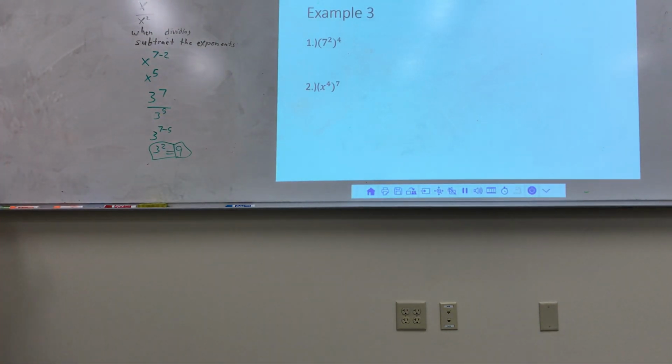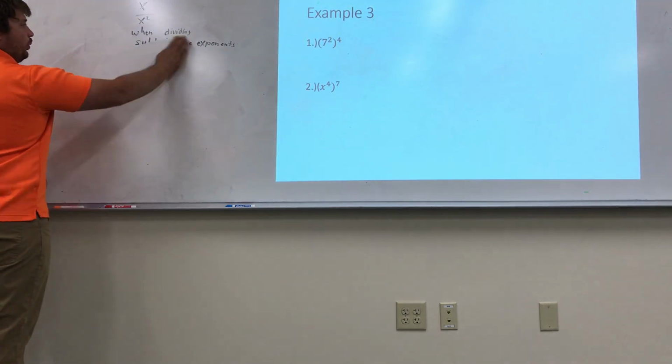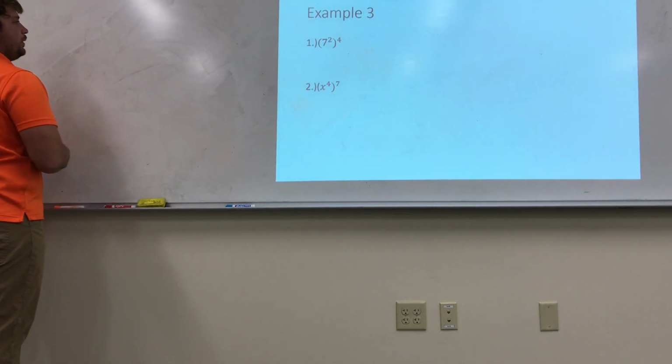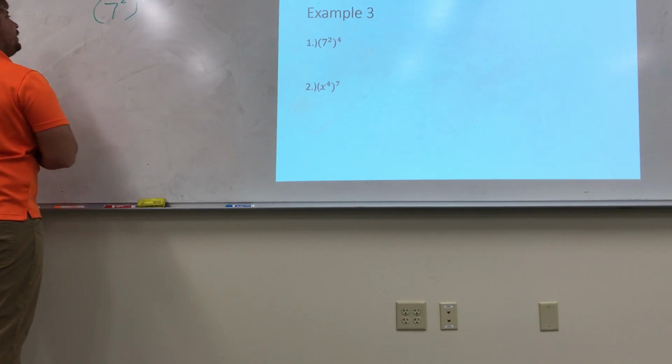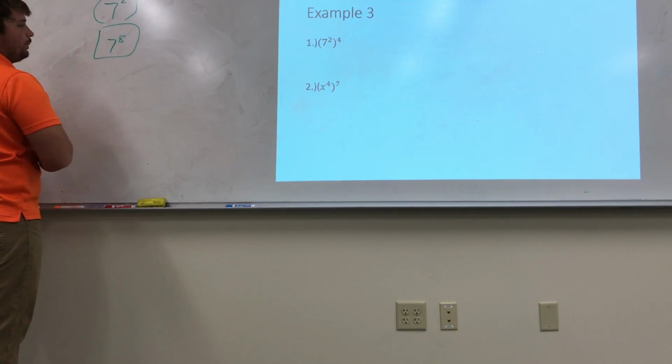Okay, now, we don't have two bases in this situation. We have what is called a power to a power. When we have a power to a power, we are going to multiply. So, 7 to the 2nd, in parentheses, to the 4th. You're going to multiply your exponents. So I'm going to get 7 to the 8th. This is my answer for that one.